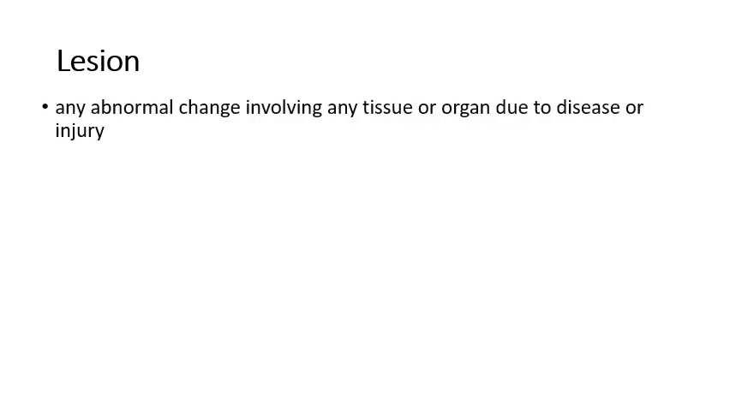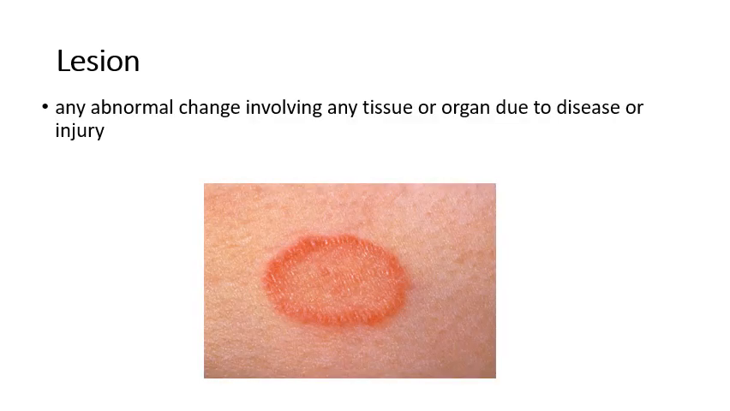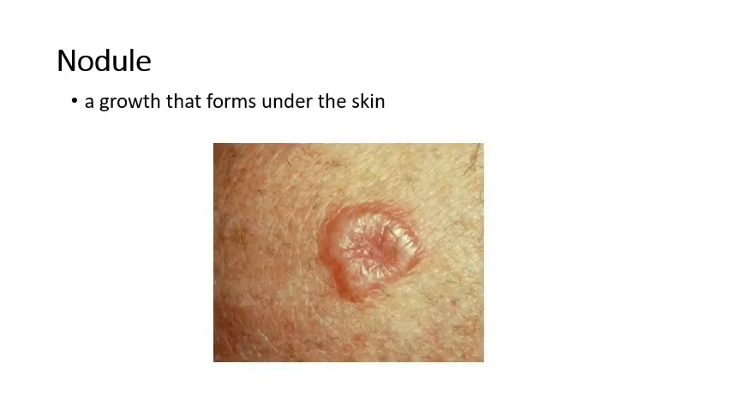A lesion. A lesion is any abnormal change in tissue. So if they say this person has a lesion, it doesn't necessarily mean it's cancerous. It just means there's a little spot that's a little bit weird. So they'll call that a lesion. A nodule is sort of like a little bump, a little growth that forms underneath the skin, not a pimple, but a little growth that forms underneath the skin. So they'll say that's something like a nodule.